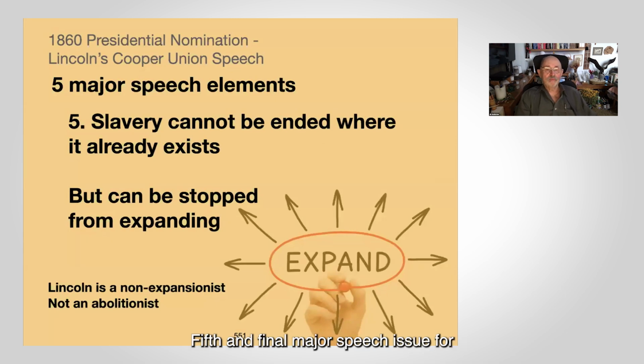Fifth and final major speech issue for Lincoln at Cooper Union: slavery cannot be ended where it already exists, but it can be stopped from expanding. Lincoln was not an abolitionist. He was a non-expansionist.